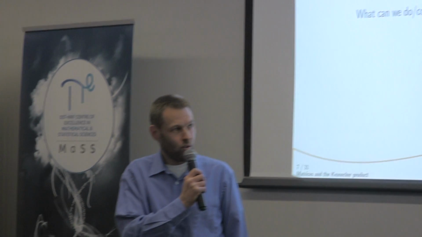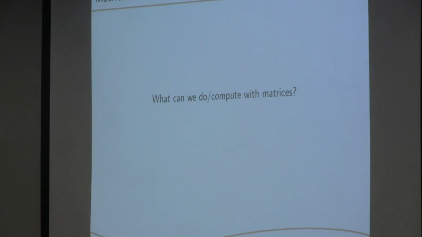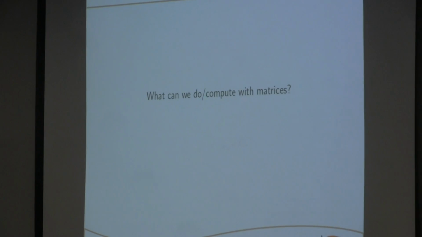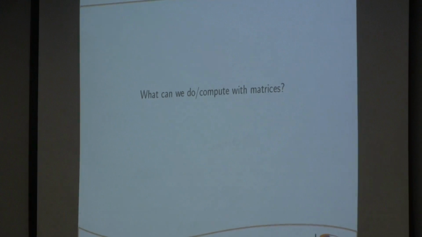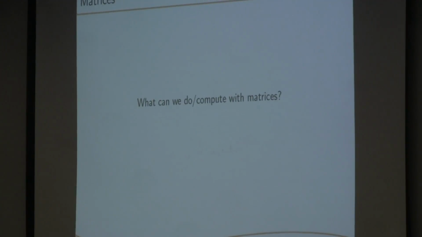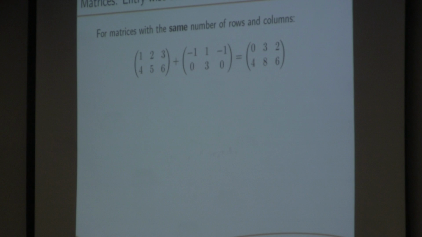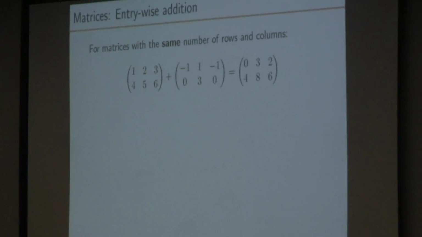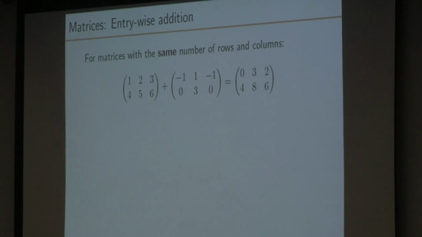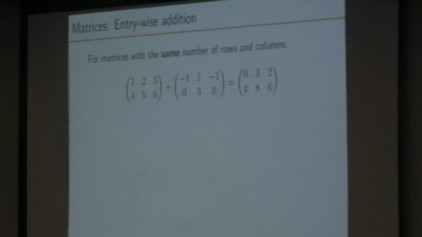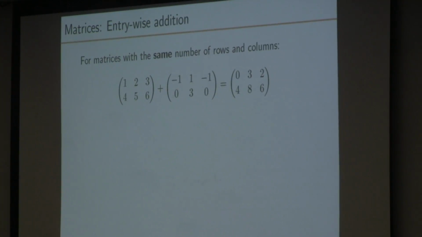So what can we do or compute with matrices? Here we're going to look at the computational aspect. I'll give some concrete examples and a few algebraic properties. So we might want to be able to add matrices. Here's two matrices. The first one has 1, 2, 3 in the first row and 4, 5, 6 in the second row. And then the second matrix, as you see there.